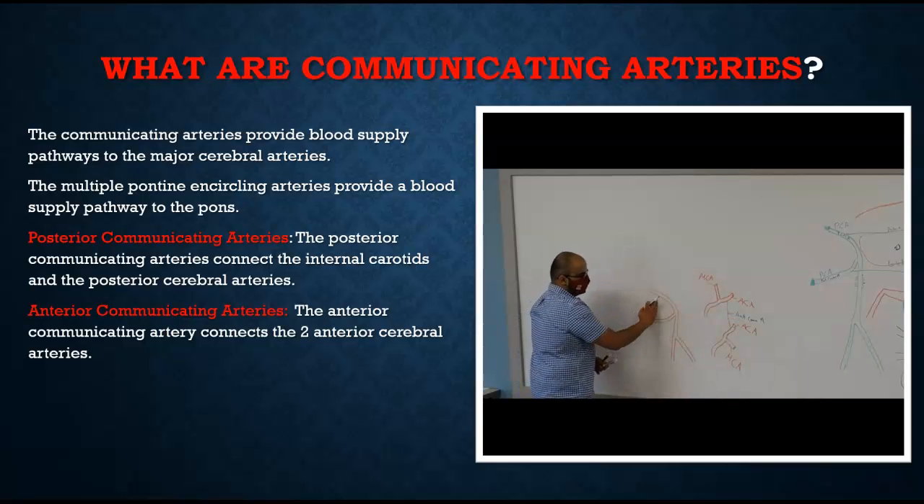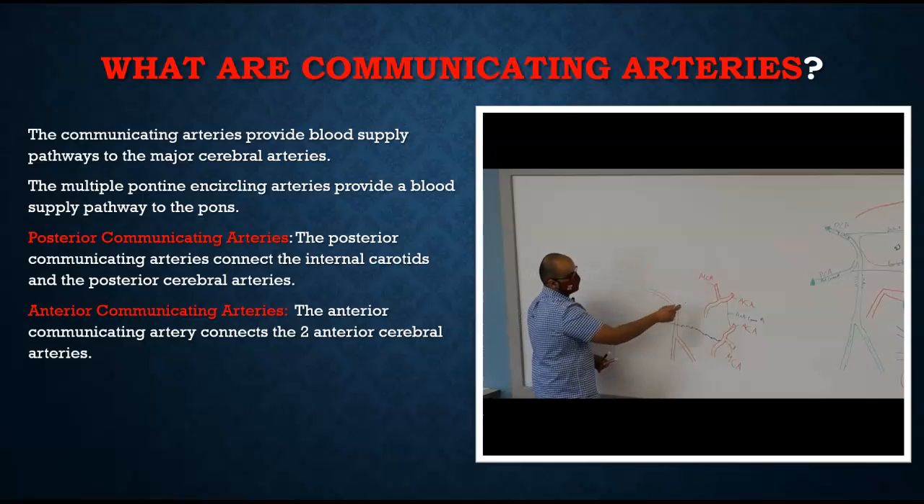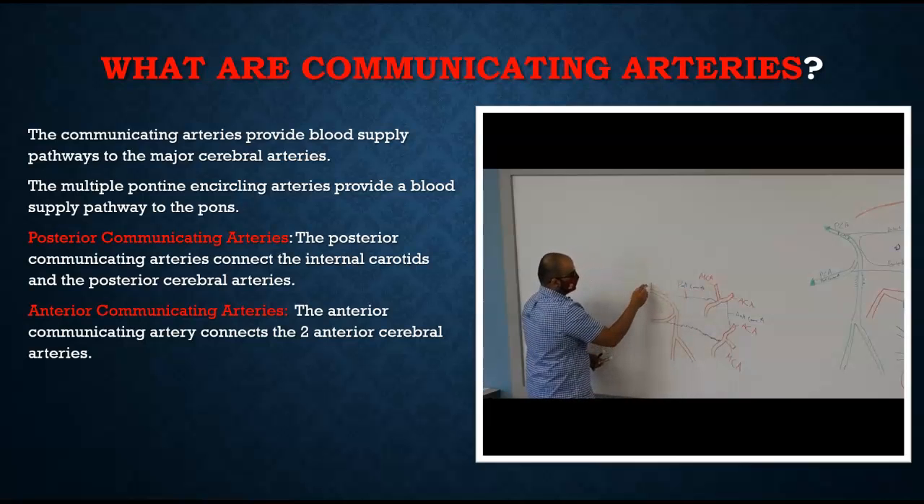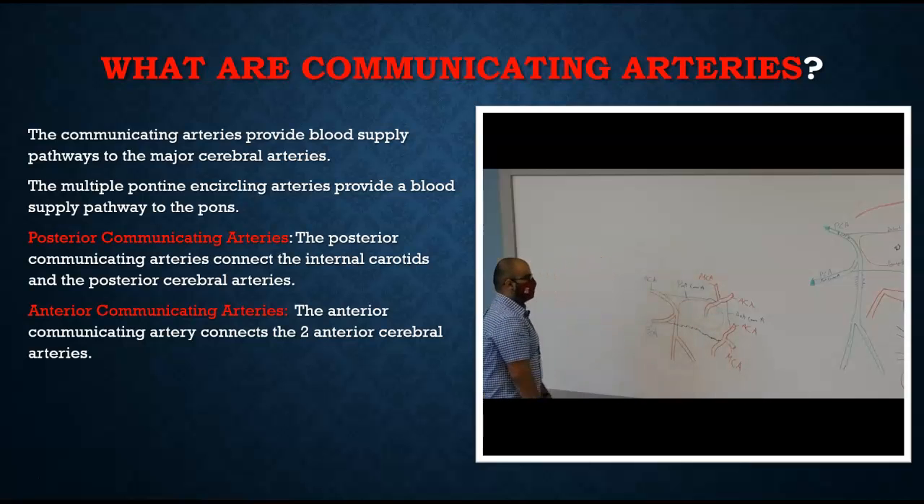Now the posterior system and anterior system want to communicate together again. So how will they communicate? There's a branch coming out of the internal carotid artery that goes to the posterior cerebral artery. This is the posterior communicating artery. This is the posterior cerebral artery. Okay. Now this ring is called the circle of Willis.